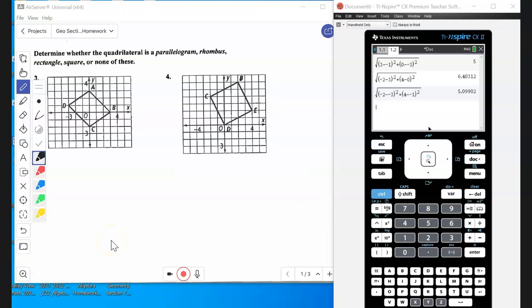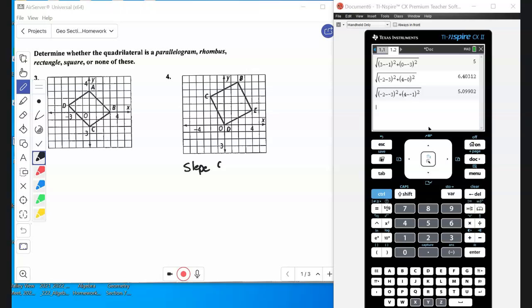Determine whether the quadrilateral is a parallelogram, a rhombus, a rectangle, a square, or none of these. I'm going to do number 4. To me, it appears it's a square. So what I'm going to do is figure out the slope of each of these segments. If you're going to write this down, write down slope.